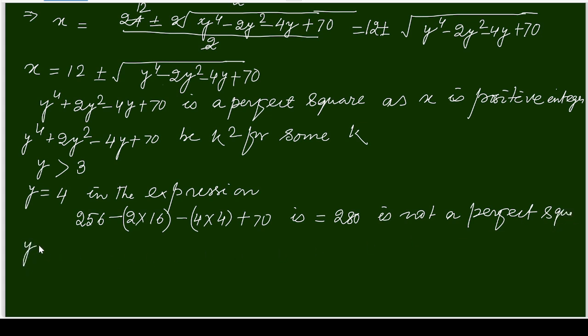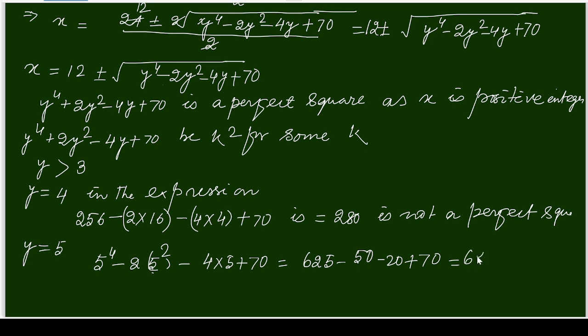Next is y equals 5. Then it will be 5 to the power 4 minus 2 into 5 squared minus 4 times 5 plus 70, which is 625 minus 50 minus 20 plus 70, equals 625. It is a perfect square, the square of 25. So y equals 5 gives us a solution.